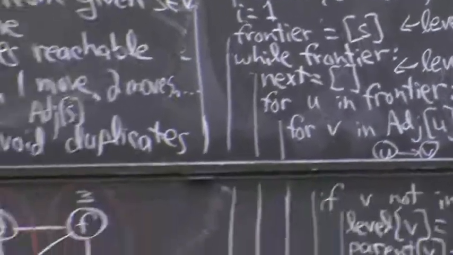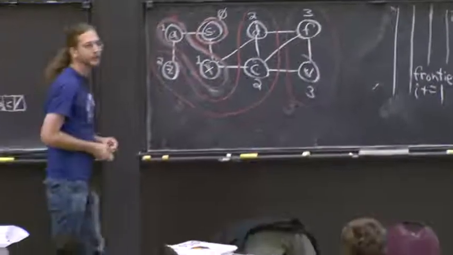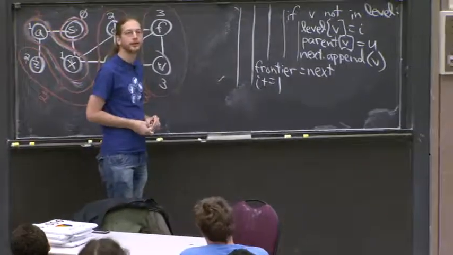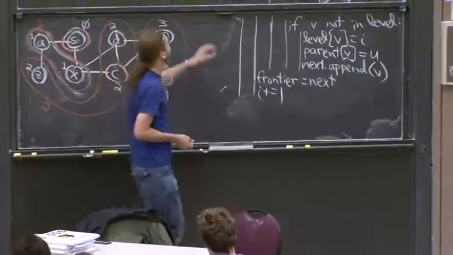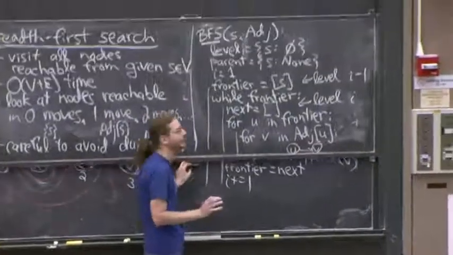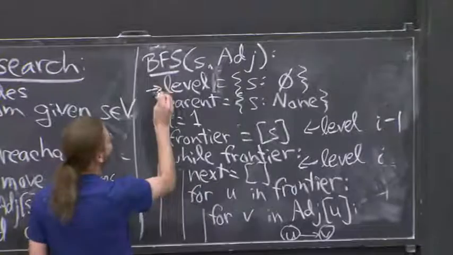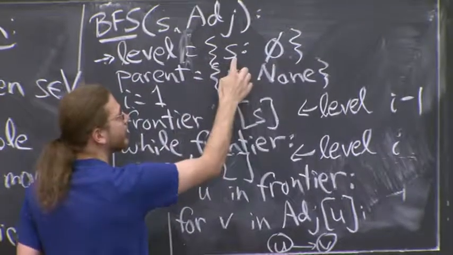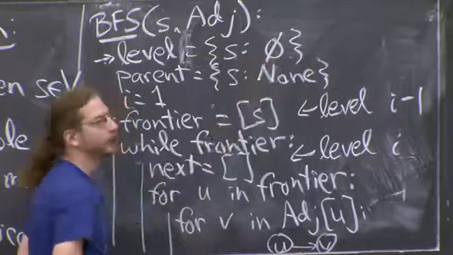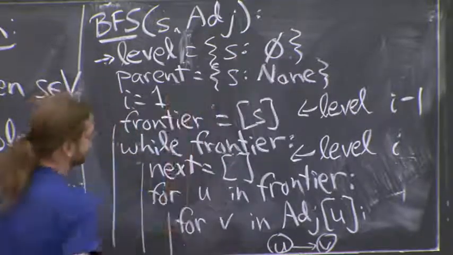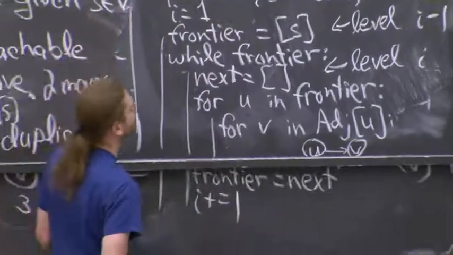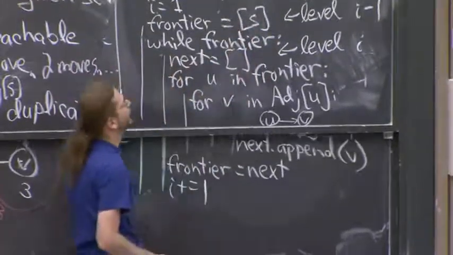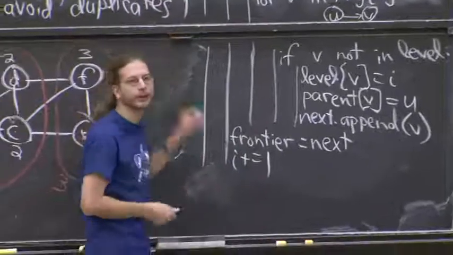Question? Yeah, just at the very beginning of the algorithm, the level equals S. What is that notation? This is Python notation. You may have heard of Python. This is a dictionary which has one key, S, and one value, 0. That's shorthand in Python for, usually you have a comma separated list, and the colon is specifying key value pairs.